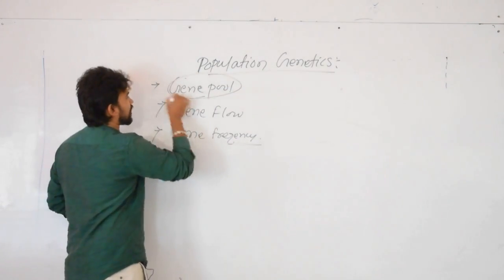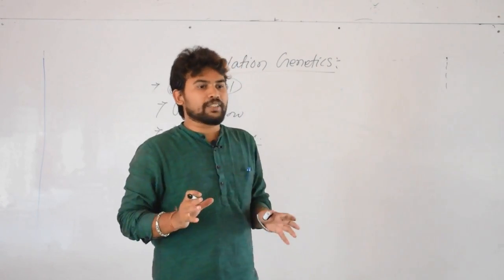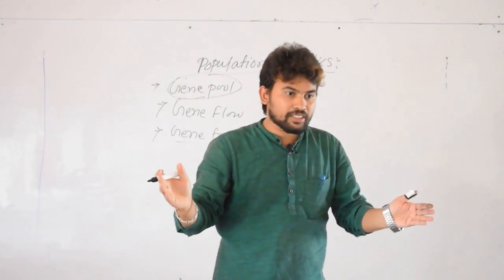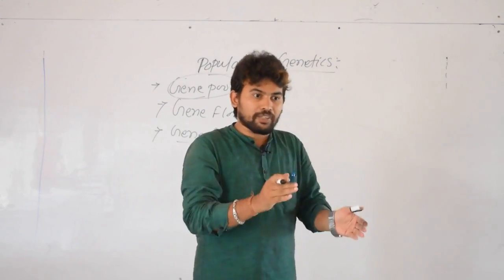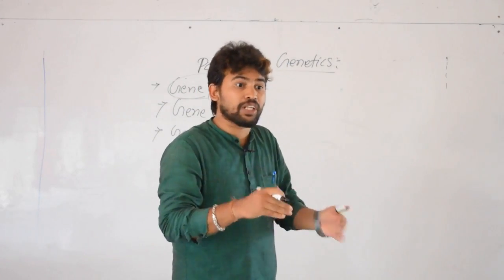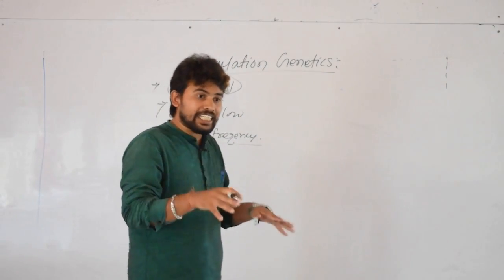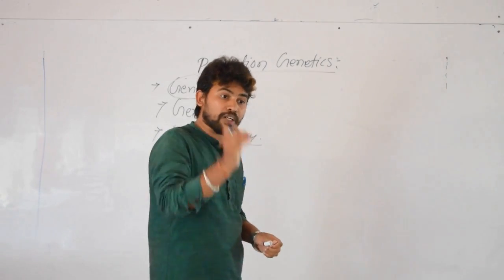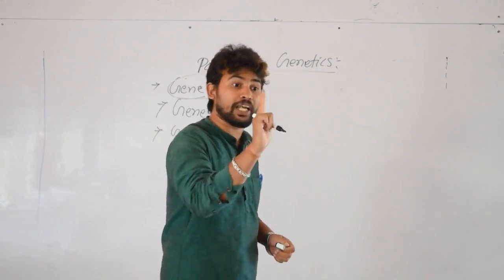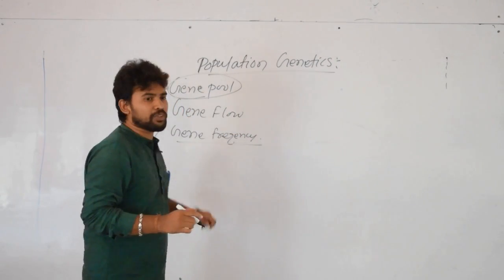First comes gene pool. So what is gene pool? The total number of genes present in the individuals, in the gametes of one population, is called the gene pool. So the total number of genes present in the gametes of a population is called the gene pool.